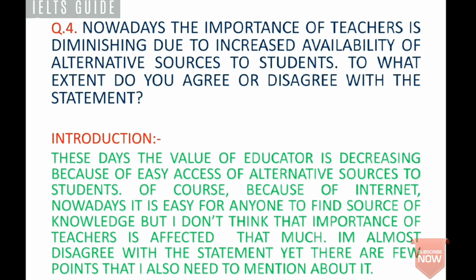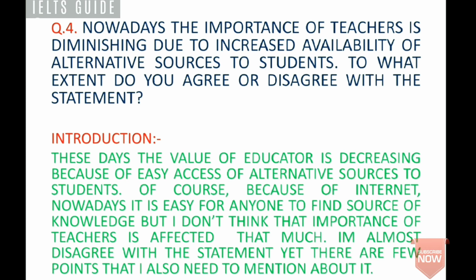Introduction. These days, the value of educators is decreasing because of easy access to alternative sources for students. Of course, because of the internet nowadays, it is easy for anyone to find sources of knowledge, but I don't think that the importance of teachers is affected that much. I almost disagree with the statement, yet there are a few points that I also need to mention about it.